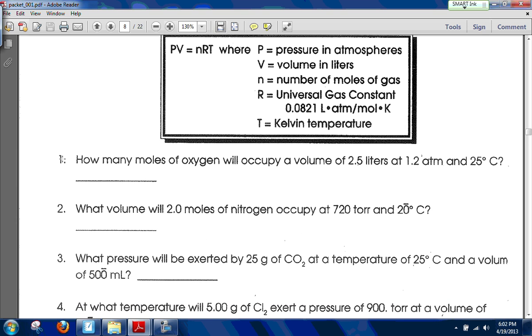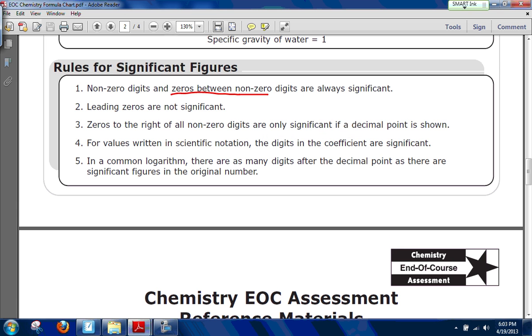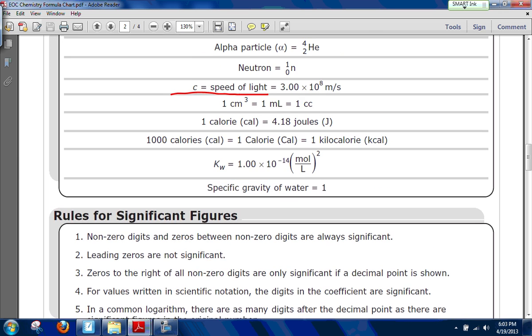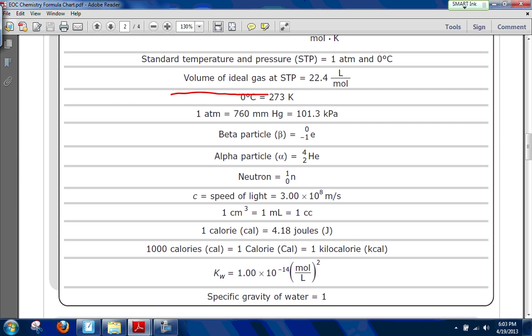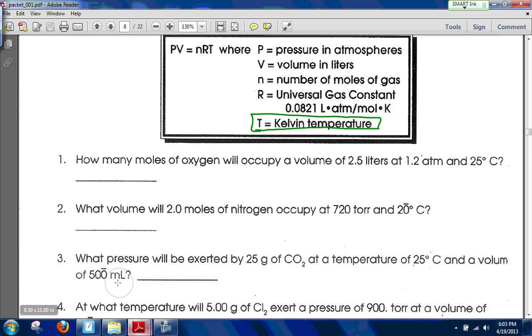Okay, so the first one says, how many moles of oxygen will occupy a volume of 2.5 liters at 1.2 atmospheres and 25 degrees Celsius? Now, there's one important thing to remember. The temperature has to be in Kelvin. And on your formula chart, there it is. It says 0 degrees Celsius is equal to 273 Kelvin. A Celsius and a Kelvin are worth the same amount, but you start at a different value. So all I have to do to go from Celsius to Kelvin is add 273.